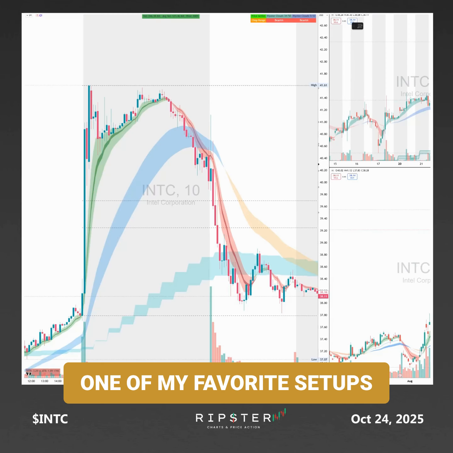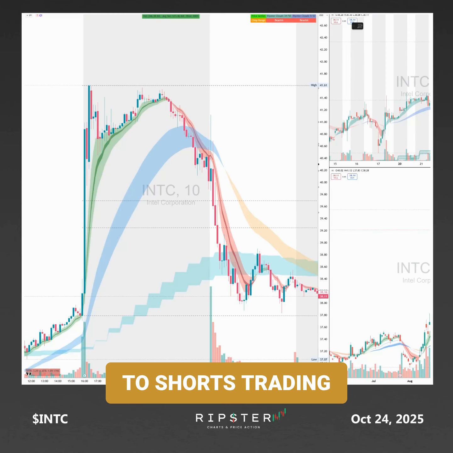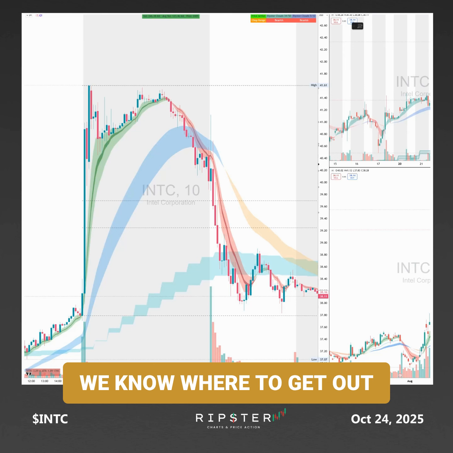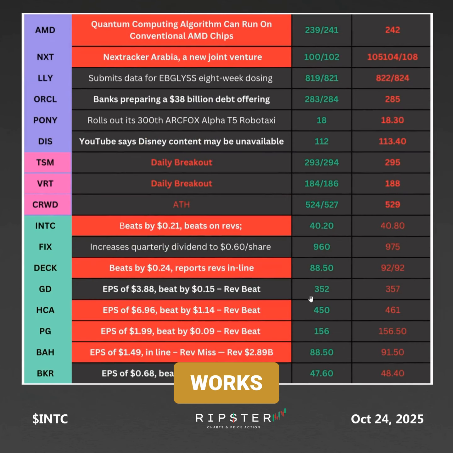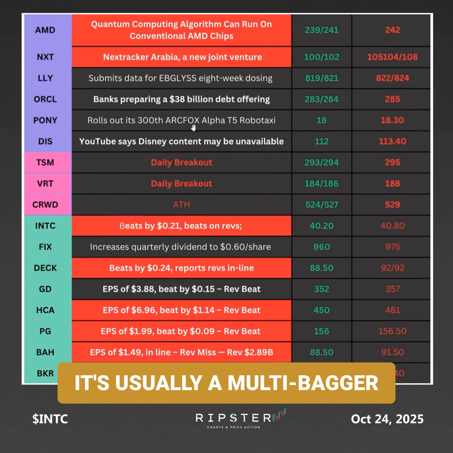Gap and crab setup is one of my favorite setups to short trade. Very high consistent results on this setup, because when gap and crab is not working, we don't lose that much. We know where to get out. But when the gap and crab works, if you get the full gap fill, it's usually a multi bagger.